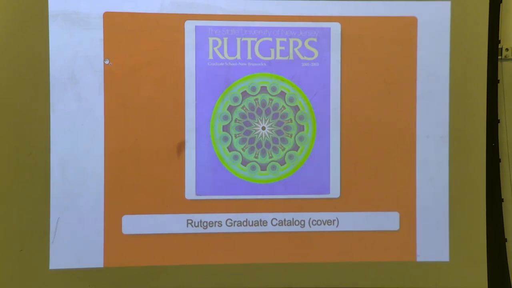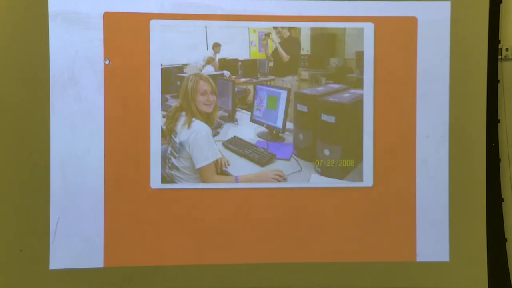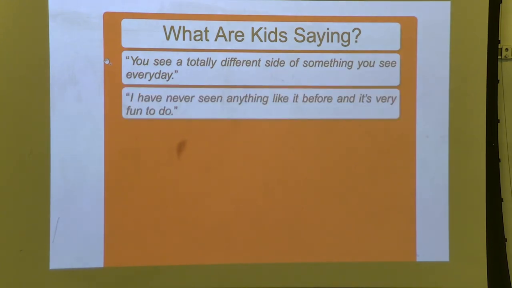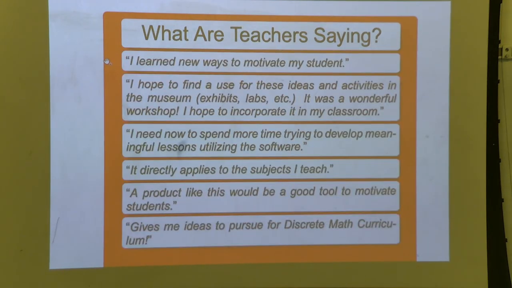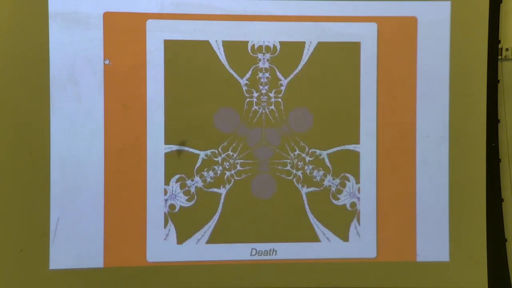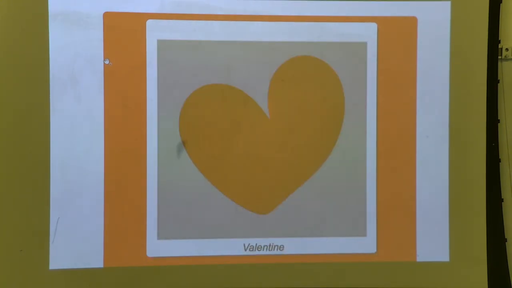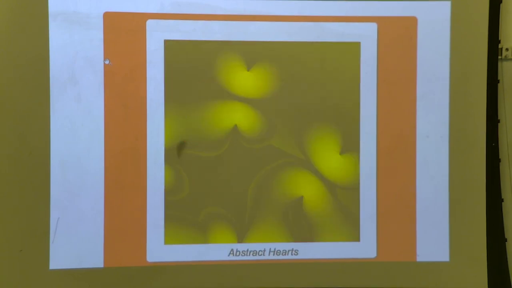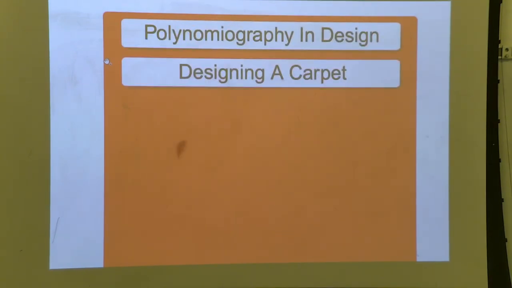This is an image, and it was uncovered at Rutgers. I thought some first-year students would like it. It's something totally different, a different side of mathematics. Teachers also like it. And here is the time where I was feeling artistic, trying to make different images based on polynomials. Had some exhibitions. That image, even students who use the software.